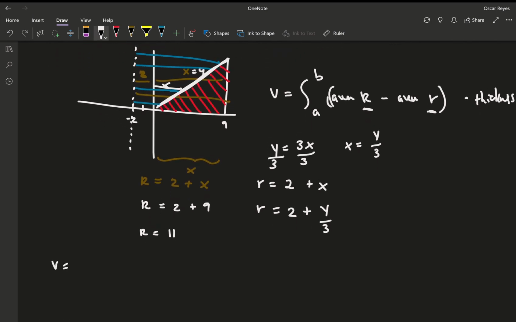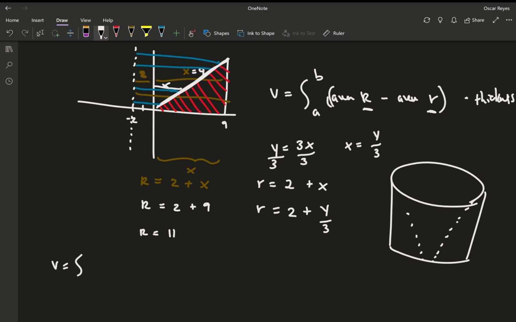Volume is equal to the integral from a to b. If we look at a cross section again, it's going to be like this. The only difference now is you're going to have a little bit of a base at the bottom, right? So it's still going to look like a cone, but it's not going to come to a point at the bottom. You're going to have a space of 2 there.